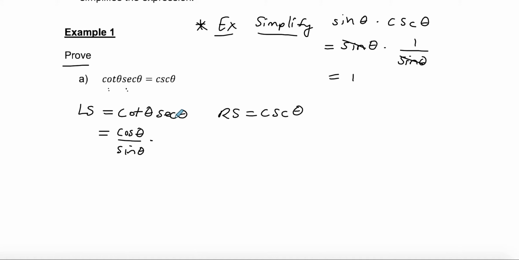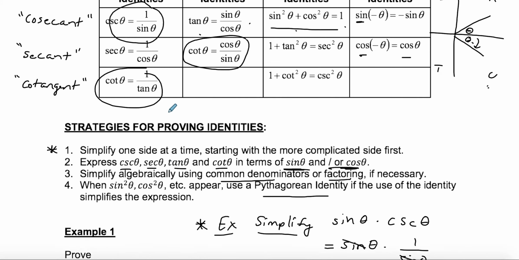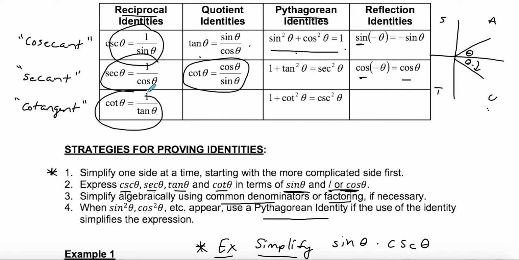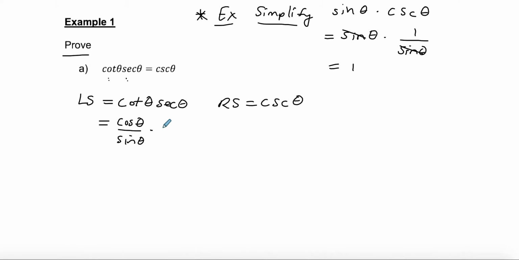And secant of theta, when I look up here, secant is actually the same thing as 1 over cosine theta. You can see that we're able to cancel out cosine theta, and I'm left with 1 over sine theta. Now you could express that as cosecant theta, because that is the same thing. That's the reciprocal of sine theta, and you've proven that the left side equals the right side, so the identity is true.